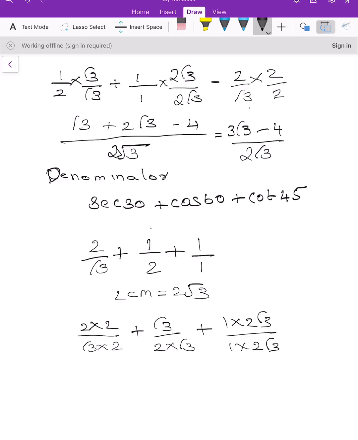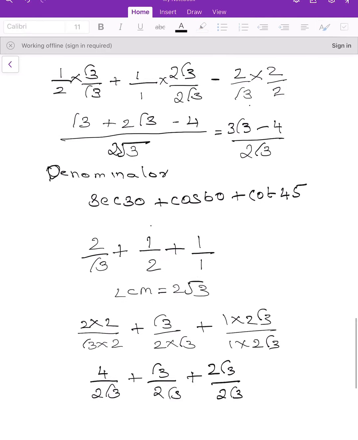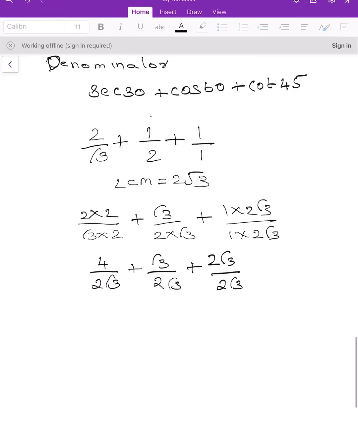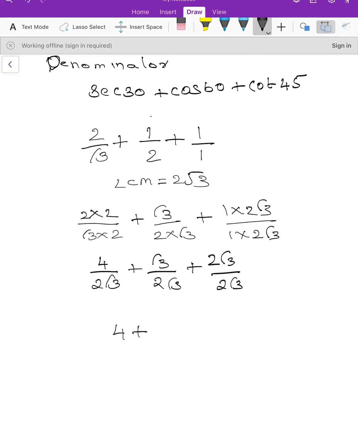So it is 4 by 2 root 3, root 3 by 2 root 3, plus 2 root 3 by 2 root 3. I am getting 4 plus root 3 plus 2 root 3, and 1 root 3 plus 2 root 3 is 3 root 3. So it is 4 plus 3 root 3 by 2 root 3. Now I got my denominator.